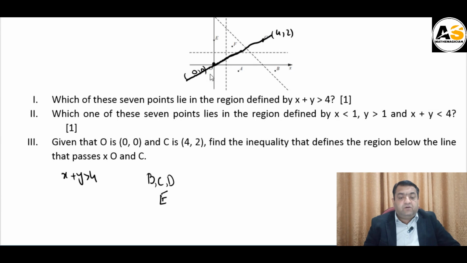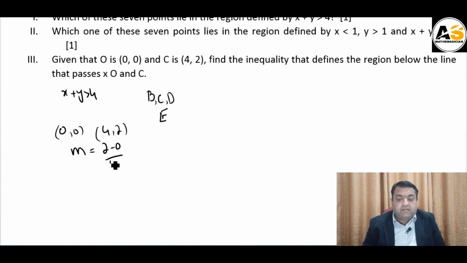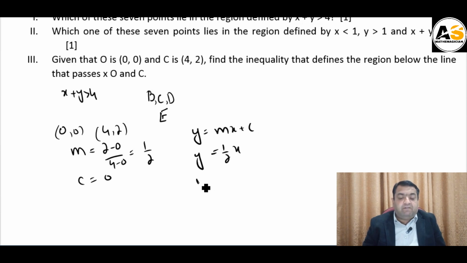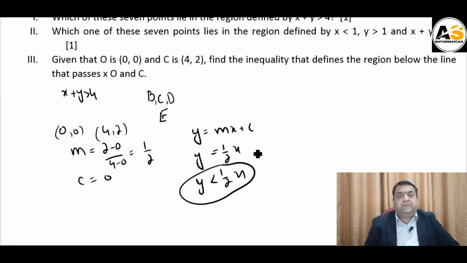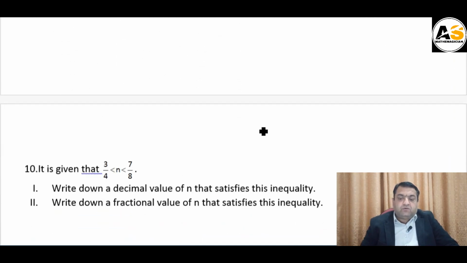First of all, we will find the equation of the line which passes through O and C. Find its gradient, y2 minus y1 over x2 minus x1, and its y-intercept is 0. So its equation will be y is equal to mx plus c, m is 1 by 2, c is 0. This is the equation, and y is less than 1 by 2 x is the region below this line. I hope this is clear. This was question number 9.